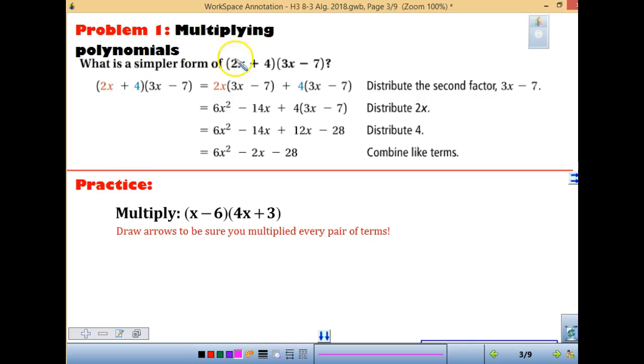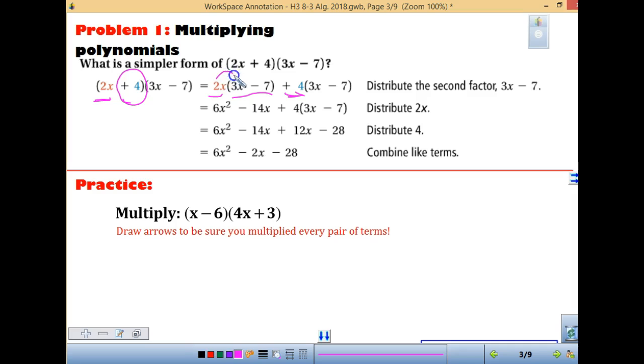So one of the key things it says as you're multiplying polynomials to a simpler form is you are going to take this 2x, notice they wrote that, and then they put that second parenthesis 3x minus 7, and then they put a plus 4. Where'd they get the plus 4? That was the second term in that first binomial. And they put a plus 4 and they're taking it times 3x minus 7.